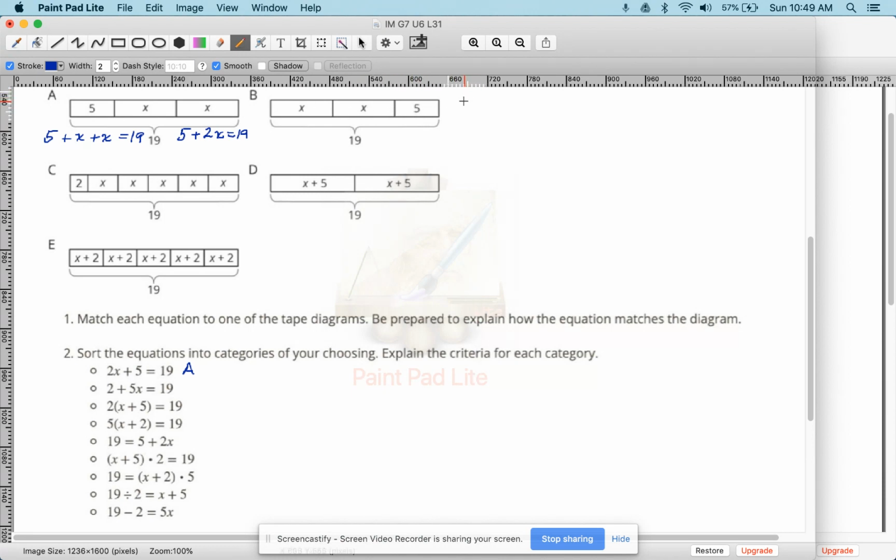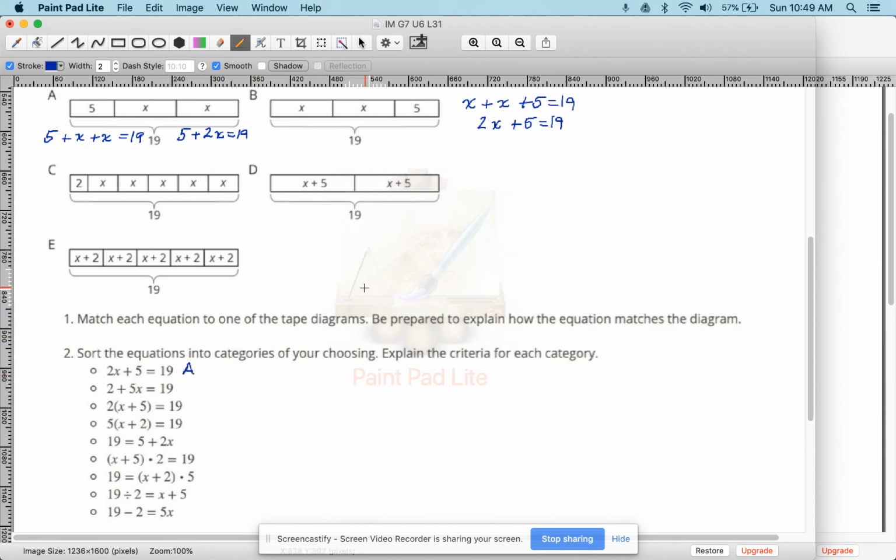So in B, we have x plus 5 equals 19. So in this one, we have 2 x's, so 2 times (x plus 5) equals 19. Well, is this the same as 2x plus 5?